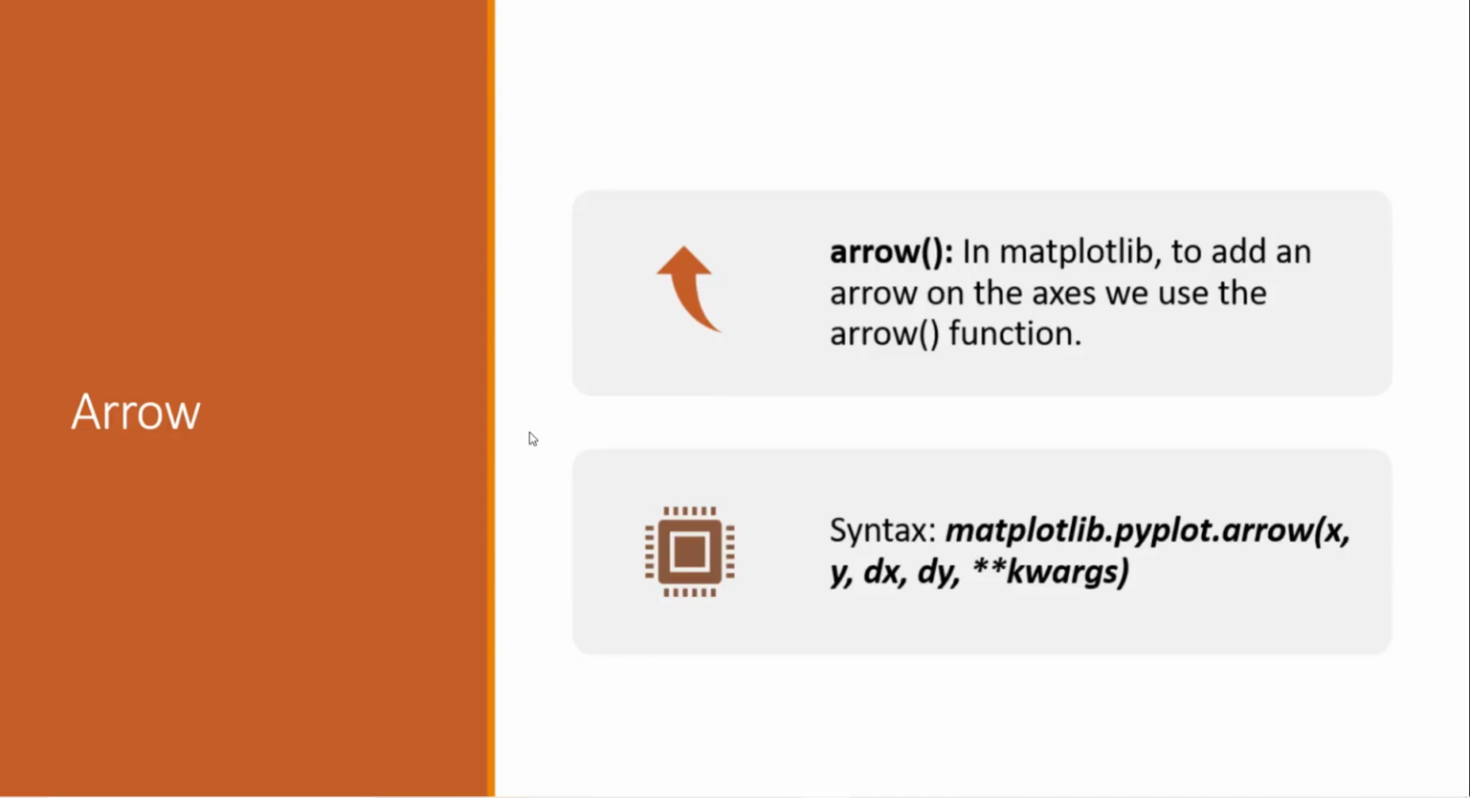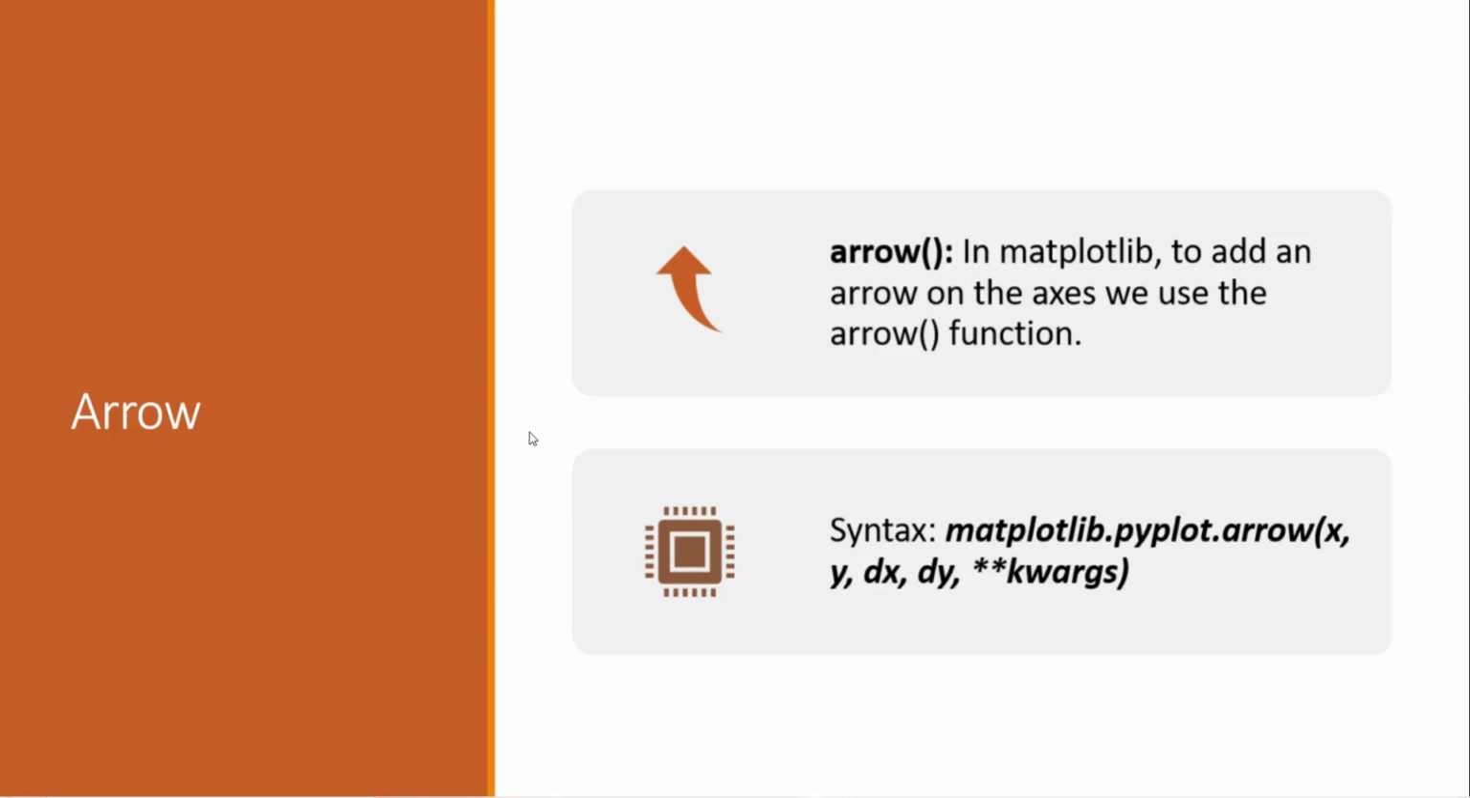Now we will move to our next topic, that is arrow. Till now we have learned how to use arrows to annotate text in and around the figure. However, there may be instances when we simply want arrows and no words. For this purpose, Matplotlib provides the arrow function. So let's take a closer look at it.